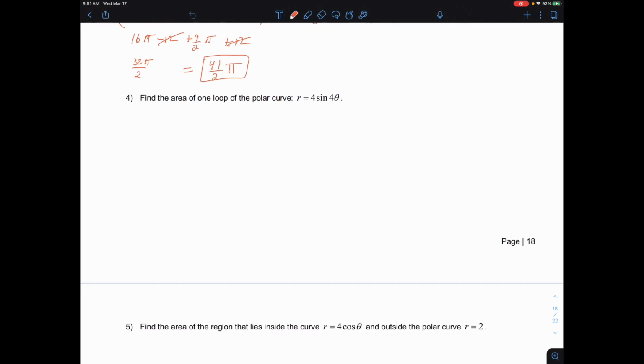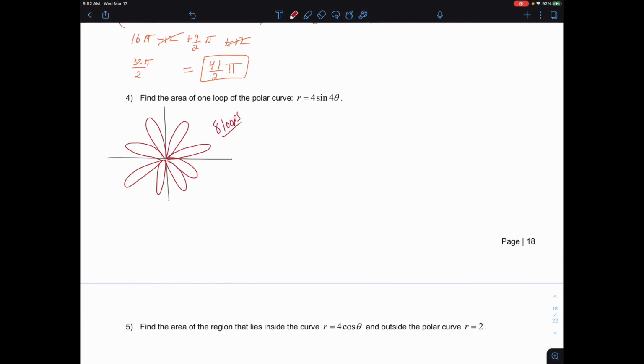In our next example, number 4, it says find the area of one loop of the polar curve of 4 sine of 4 theta. So if we remember the graph of this, or if you want to put this in your Desmos, the 4, since it's even, is going to double all those. So I'm going to have 8 petals, and sine means that the petals are inside, not on the axis. So they're inside the quadrants. So there's my 8 petals. They should all be even, but I have 8 loops.